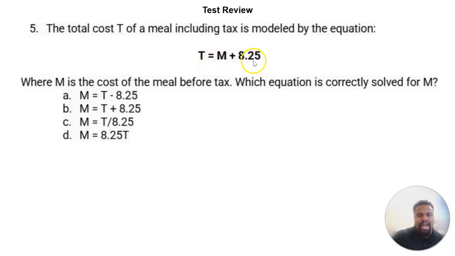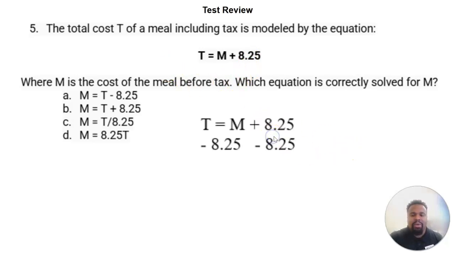In order for me to do that, I have to move 8.25 to the other side by doing the inverse operation. So what I need to do is subtract 8.25 on both sides. Once I do that, M is all by itself, and I'm left with T minus 8.25. So T minus 8.25 equals M would be my answer, and that's going to be A.